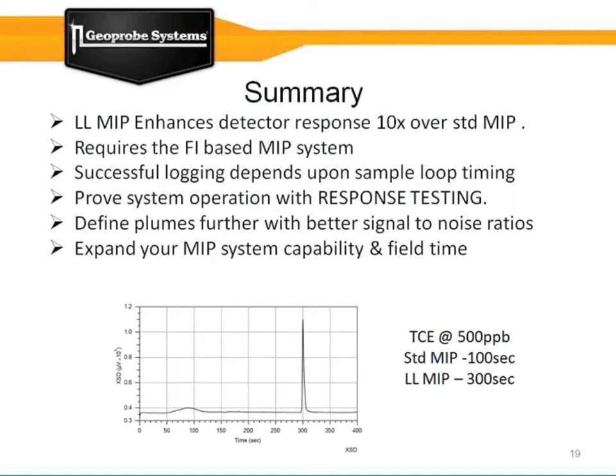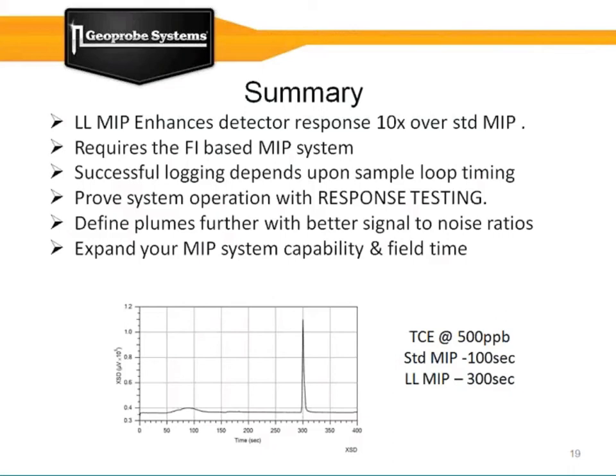Here's a summary. Low-level MIP is a way to enhance our detector responses by an order of magnitude over standard MIP, as well as giving us a much better signal-to-noise ratio, easier separation from baseline noise. It requires an FI-based MIP system because of the control software that we're using. It's built into the FI-based MIP acquisition.